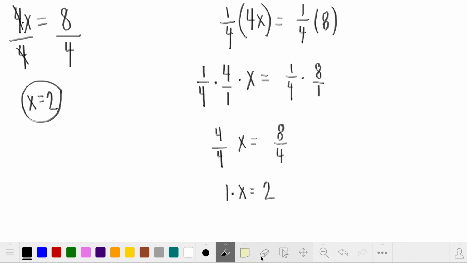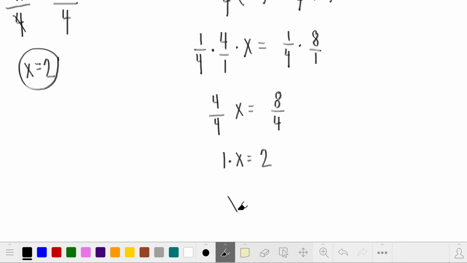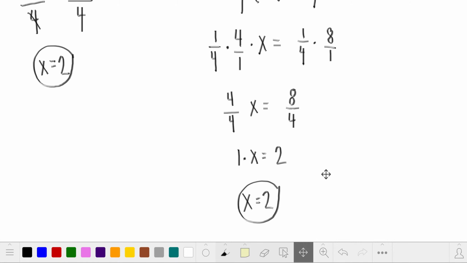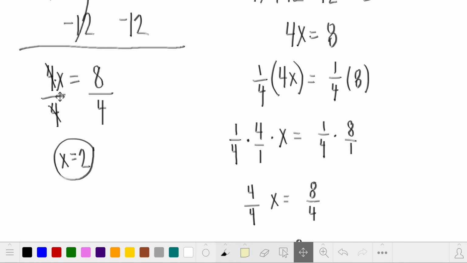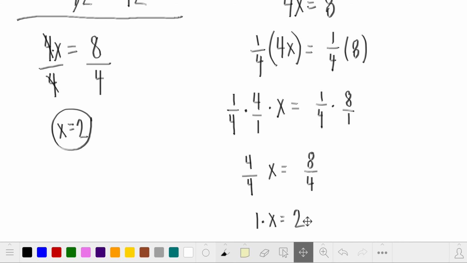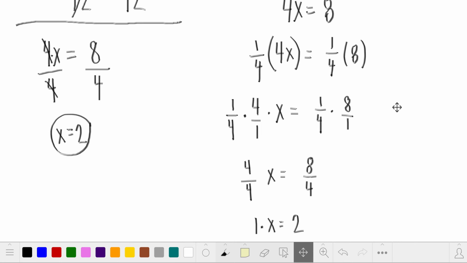That's equal to 2, and then remember 1 times x is the same as x. So this is just x equals 2. I wanted to show you that both ways work. If you have 4x is equal to 8, dividing by 4 you get 2. Multiplying both sides by 1/4, you get x is equal to 2, in both cases.